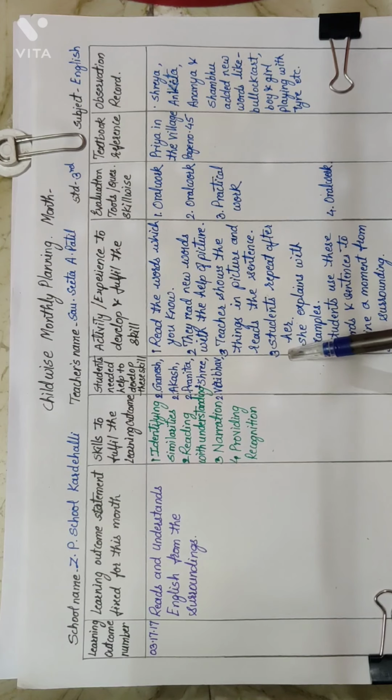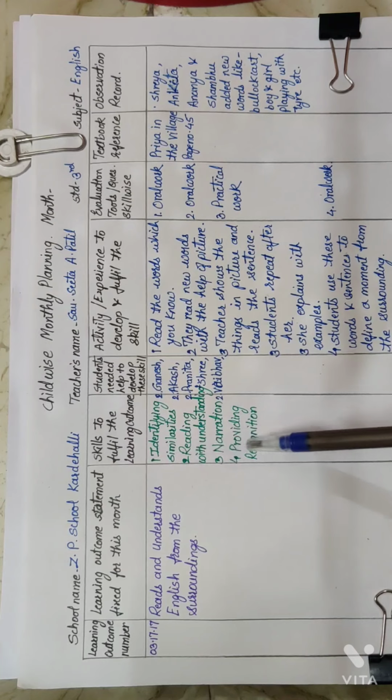For the third skill, narration, there are 3 activities. Students repeat after her. One more is there, see. Third one is, she explains with examples. And fourth, students use these words and sentences to describe a movement from the surroundings.